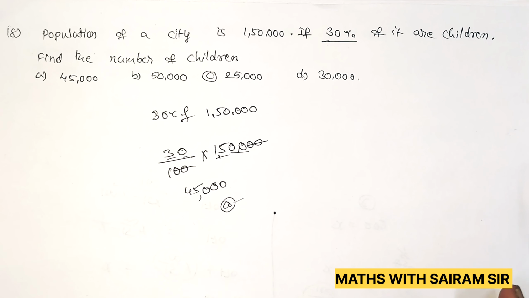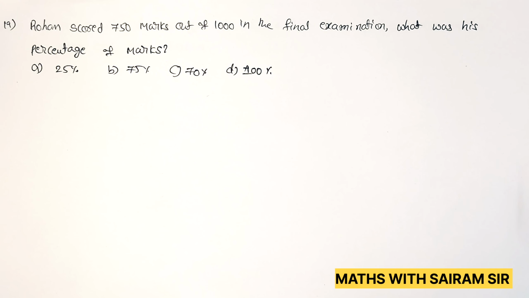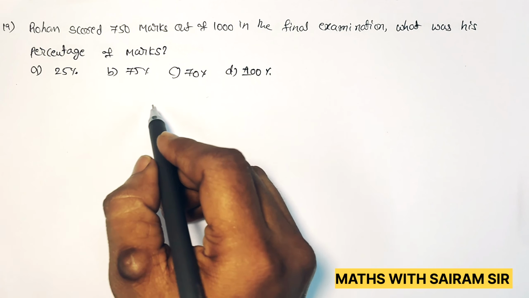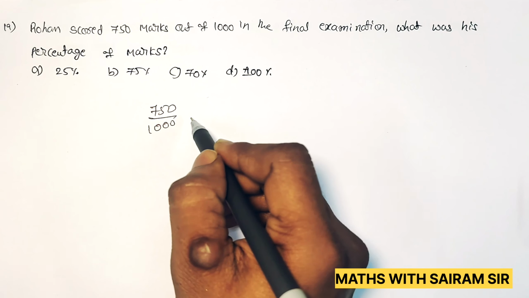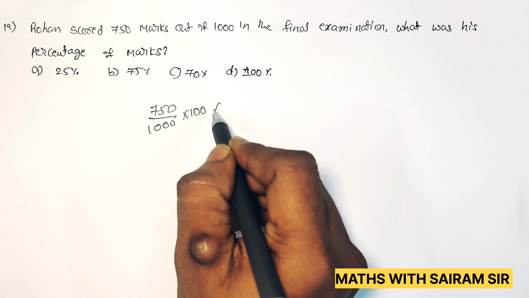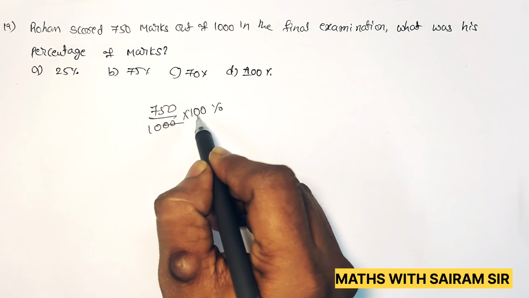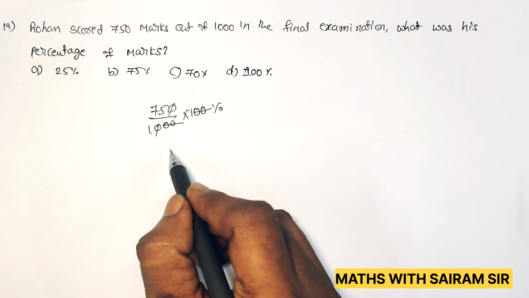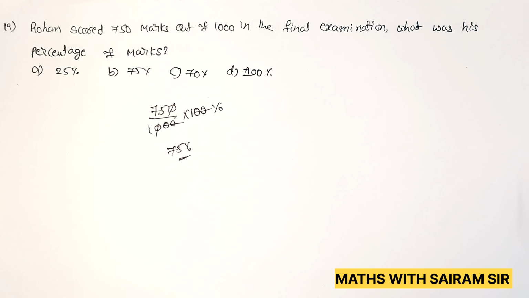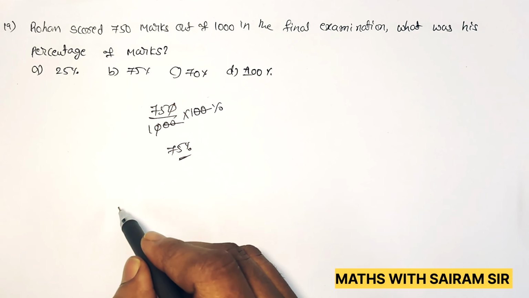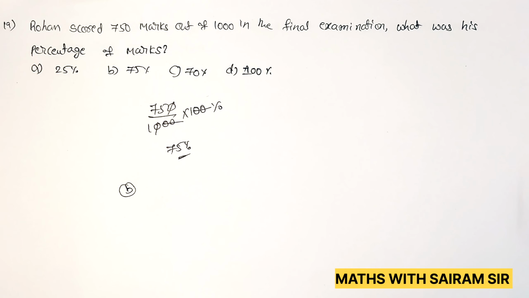Okay. Now let us see this next question. Rohan scored 750 marks out of 1000 in the final examination. What was his percentage of marks? Okay, so how many marks did he secure? He secured 750 out of 1000. To convert this into a percentage, you should multiply it by 100 and take the percentage symbol. So two zeros, this 0 will get cancelled, so we are left with 75%. So he got 75%. So option B is the correct one.